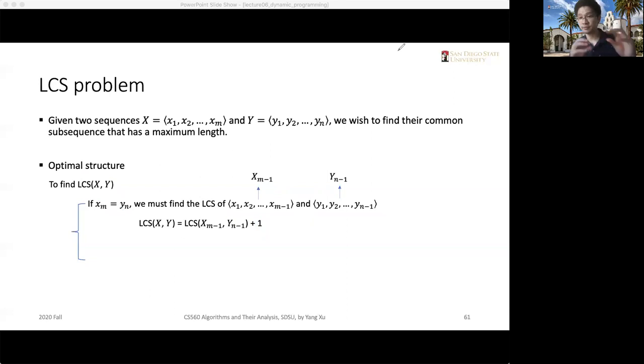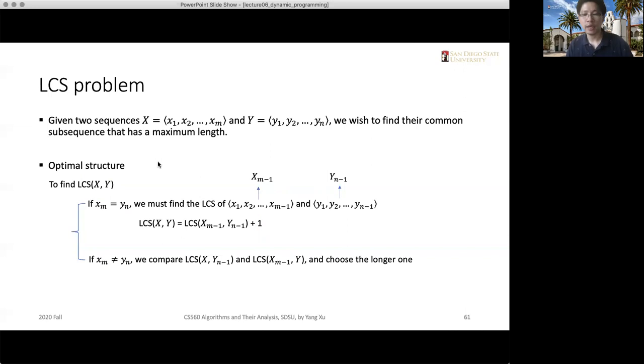We can observe some recursive definitions, right? But of course, it's not going to be implemented by a pure recursive program, because a recursive program will solve the same problems repeatedly. And we definitely need to use dynamic programming. Okay, so the other case is a bit more complicated.